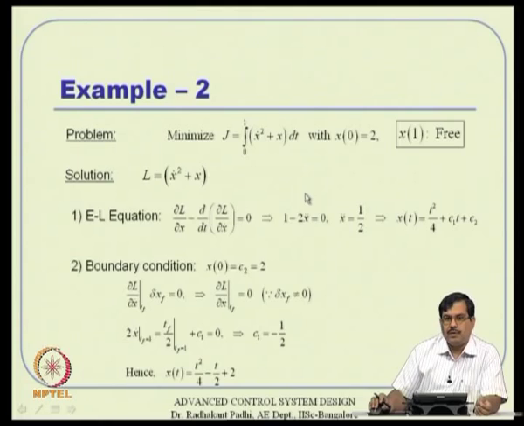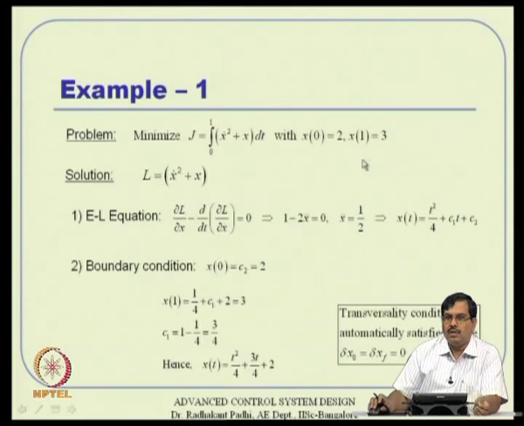Then what happens? We go back to that same situation. The EL equation will remain the same anyway, so we will end up with the same solution here. But in the boundary condition, one boundary condition is the same, so we will get C2 as the same, 2. So we are left with that one, but the other condition is not known to us. x of 1 is no more 3, what we had here. So we cannot apply it directly as we did there.